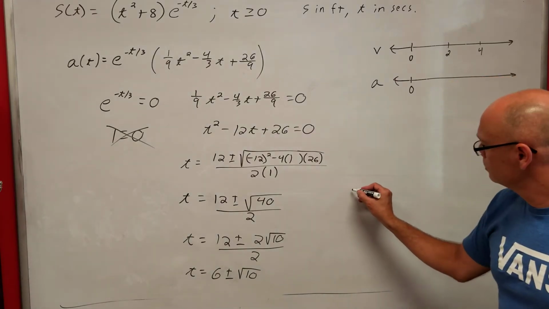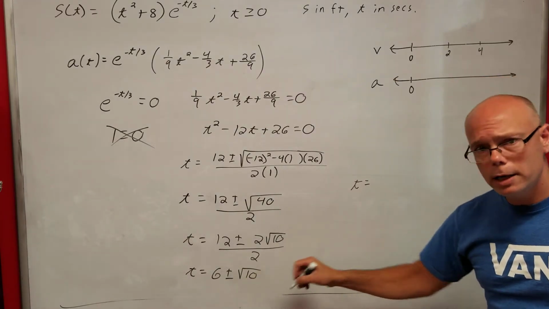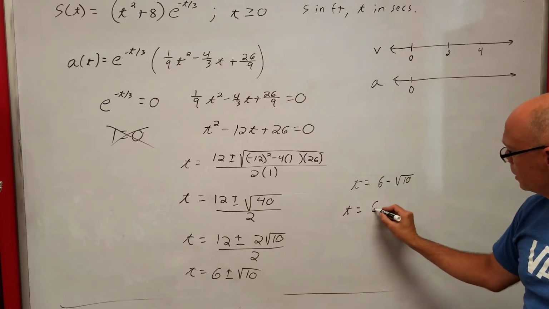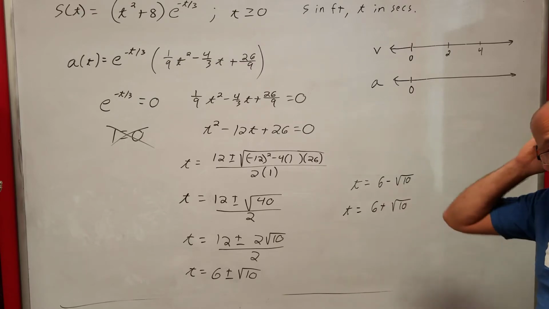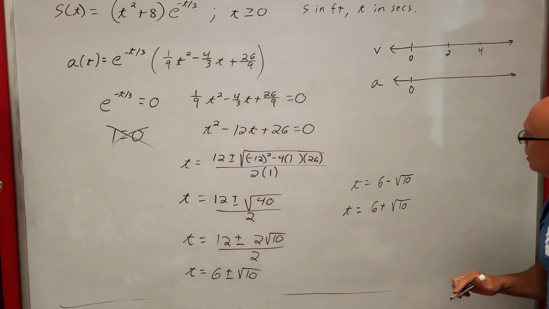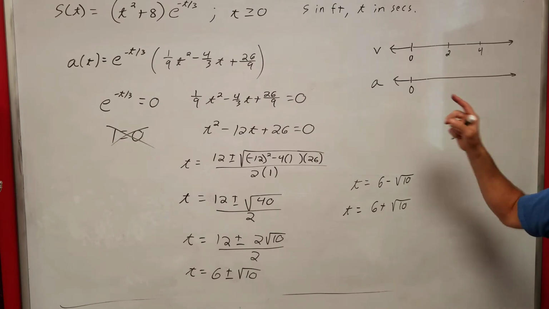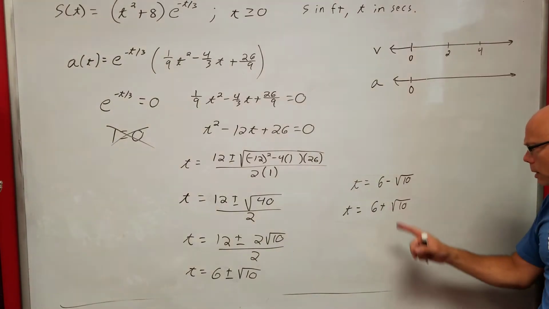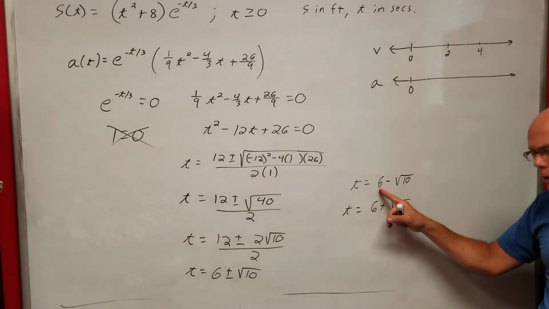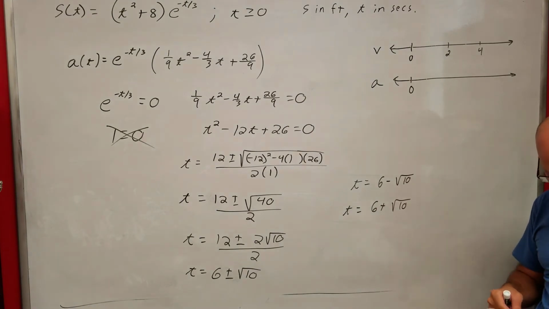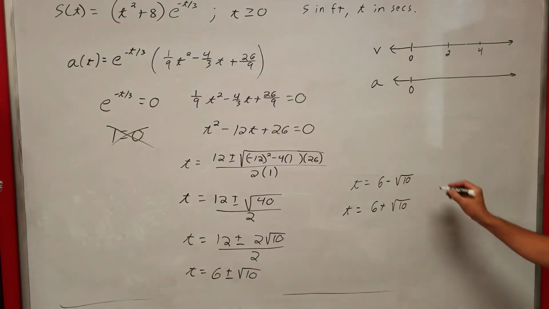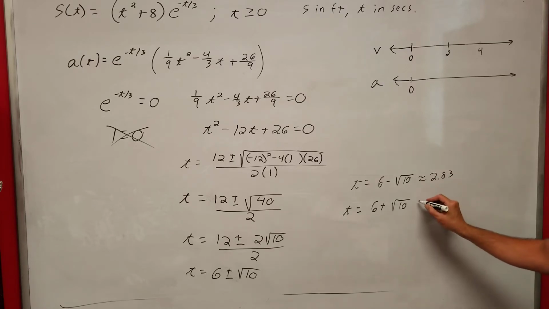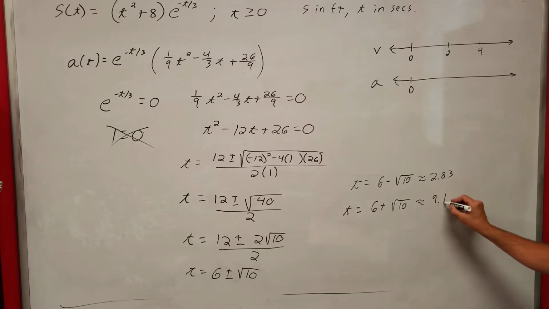So I have t is equal to 6 minus square root of 10, and t is equal to 6 plus the square root of 10, okay? Now, I want to put those on this number line here, but I don't know where they go exactly. So I'm going to take a calculator and get an approximation. 6 minus square root of 10 is about 2.83, and 6 plus the square root of 10 is about 9.16.